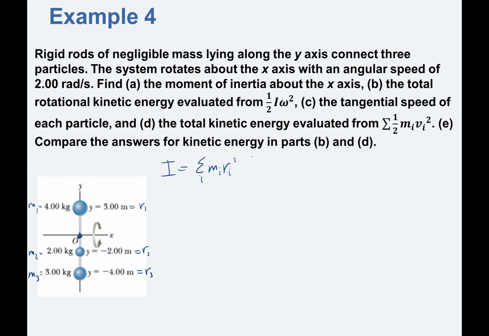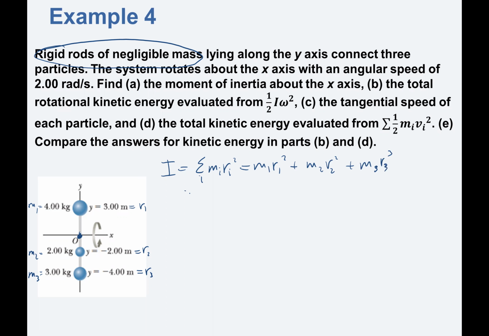in my system. And if I have a point particle system like this, you can see I have 3 objects because the rods are negligible mass. So that means the rods don't contribute to the moment of inertia. That means this is just M1 R1 squared plus M2 R2 squared plus M3 R3 squared.